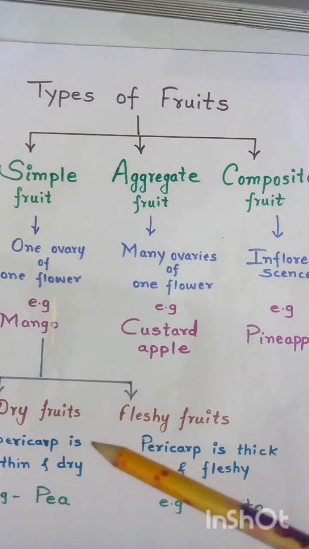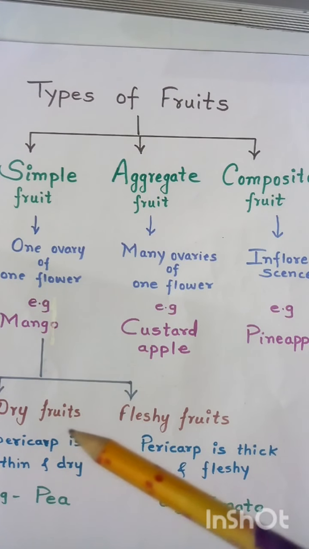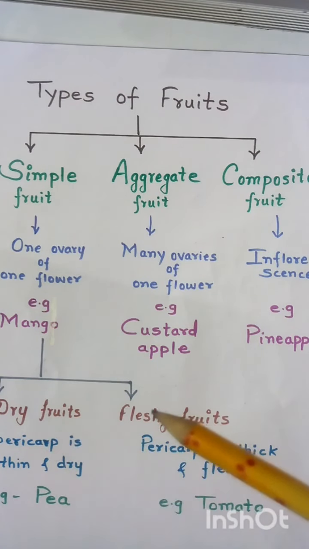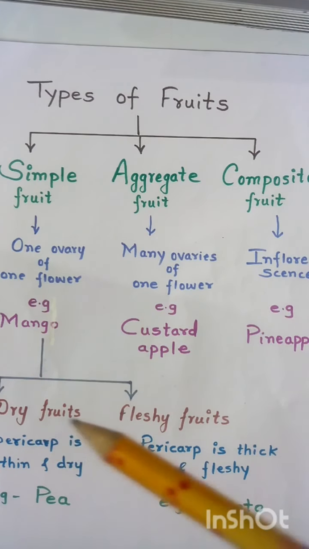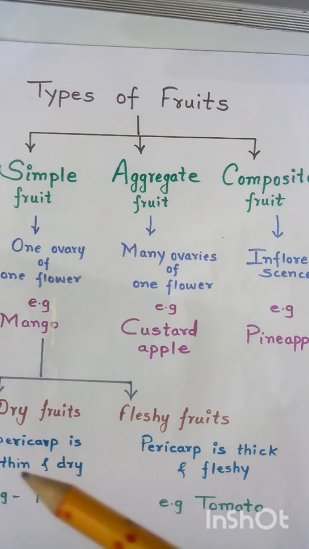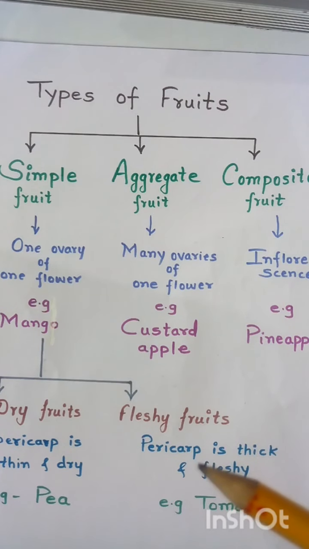Simple fruits are further classified as dry fruits and fleshy fruits. The basis of classification of these fruits is the structure of their pericarp. In dry fruits, the pericarp becomes thin and dry, whereas in fleshy fruits, the pericarp is thick and fleshy. An example of dry fruits is pea, and an example of fleshy fruits is tomato.